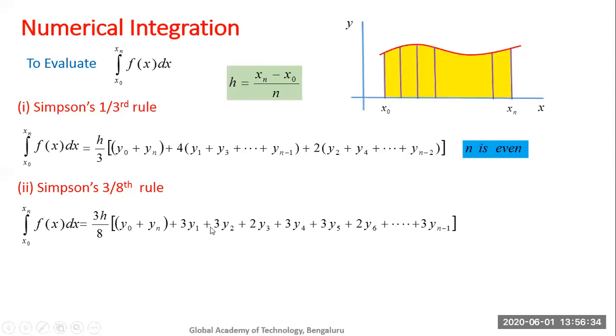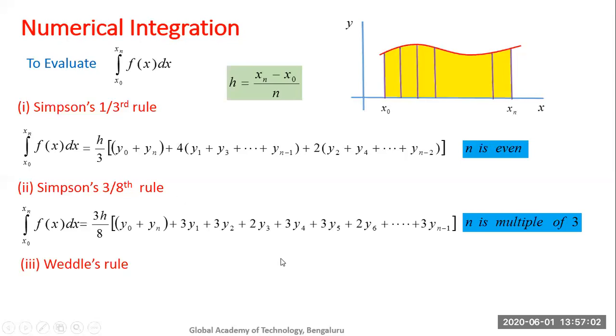So if you see these coefficients here, they go in the sequence 3, 3, 2 and again one more set 3, 3, 2 and so on. And again it will end with yn minus 1. To apply this formula, n must be a multiple of 3. N can be 3, 6, 9 and so on. So this is known as Simpson's 3/8 rule.